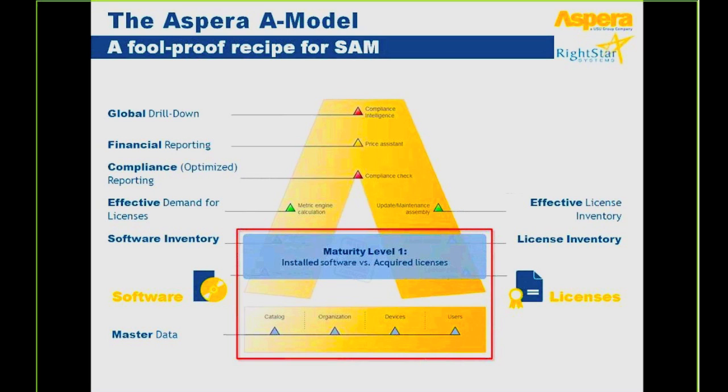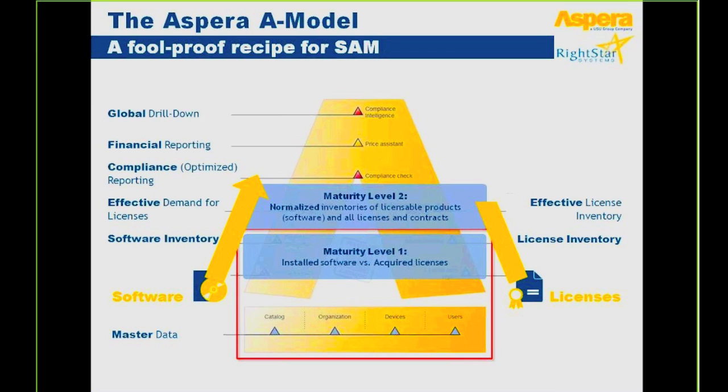On the bottom level, there is the maturity level 1, where you just count the installs versus the licenses you acquired. But with the catalog in the middle, you can then reach maturity level number 2, so you normalize such inventories and you understand and you see the licensable product versus the technical product, and you see all licenses and contracts. Where you really want to go to is to maturity level number 3.